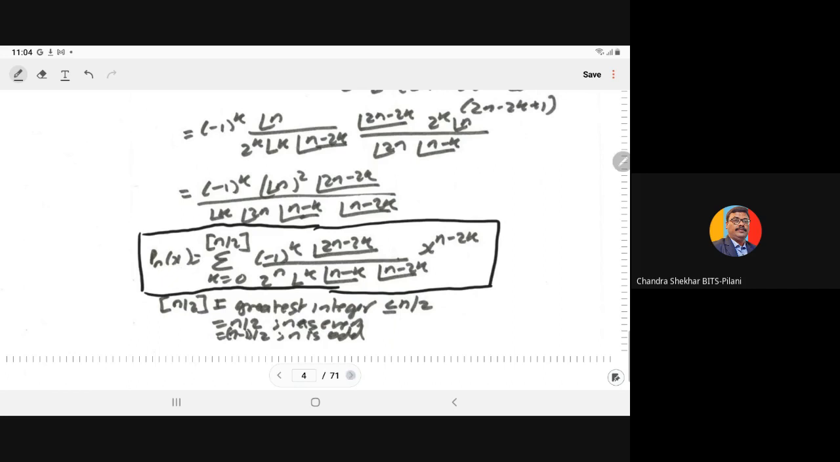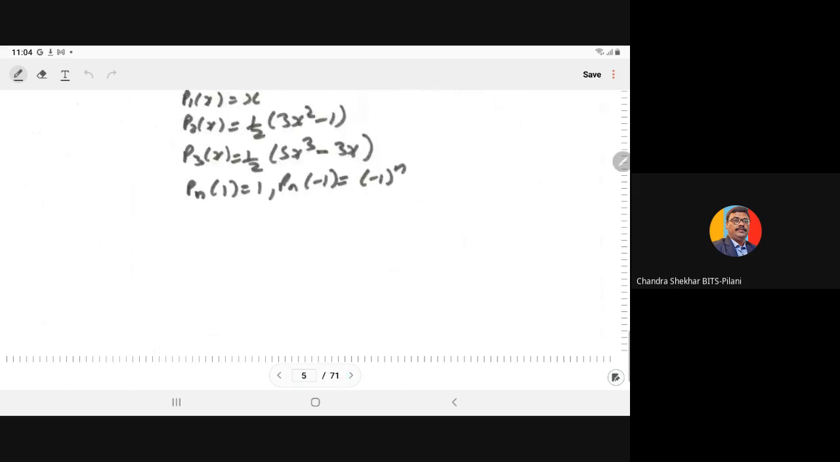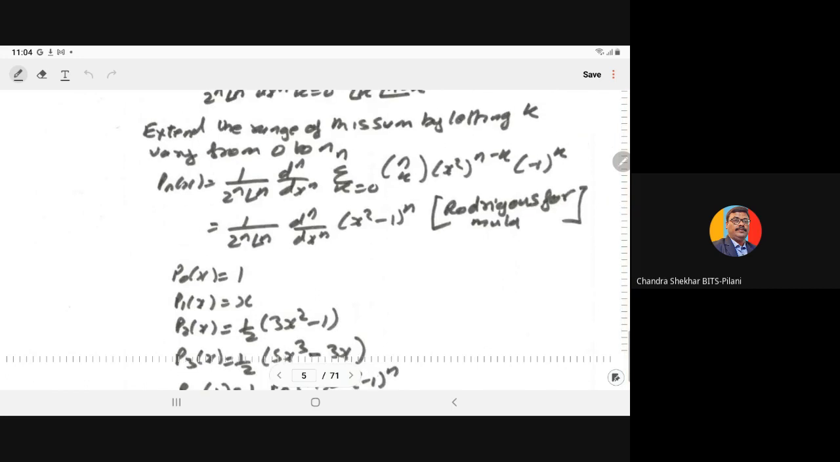From here we have derived a very important result known as the Rodrigues formula. So the second most useful formula for the Pn(x) is 1 upon 2 to power n factorial n, nth derivative with respect to x of (x square minus 1) power n. This is known as the Rodrigues formula.